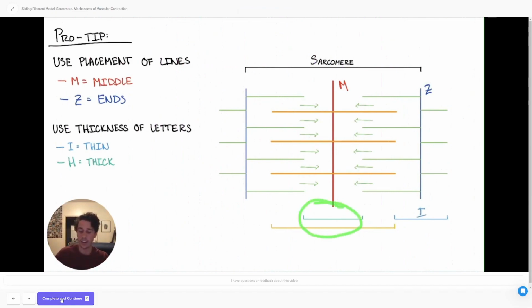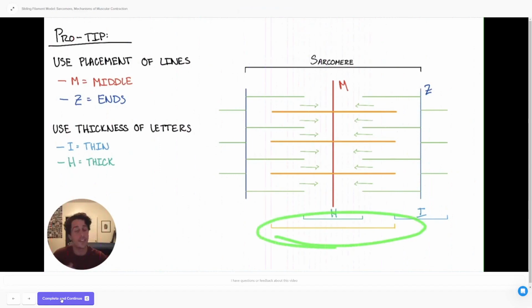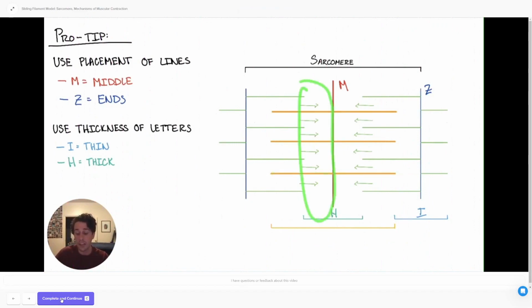And then this one right here, this is where there's only going to be thick filaments. And H is a little bit of a thicker letter. I is a little bit skinnier, H is a little bit thicker. And so we know that this one right here, where there's only thick filament, is going to be known as the H zone. So let's go ahead and write that in as well. So H right there. And if you remember this one right here, that's going to be our A band. And our A band is going to be the length of the entire thick filament, whether that is the thick filament only, or whether it's also with the thin filament as well. So that's going to be our A band.